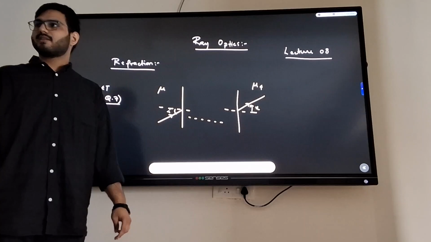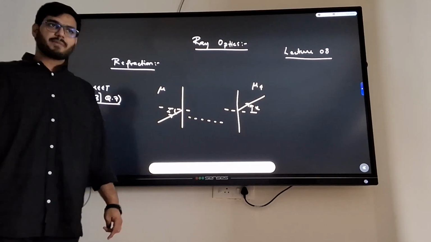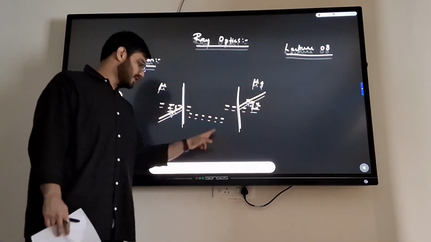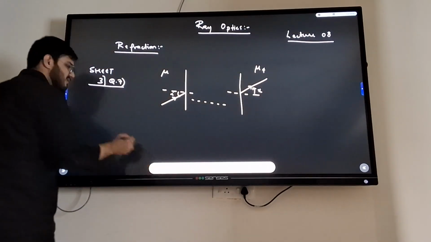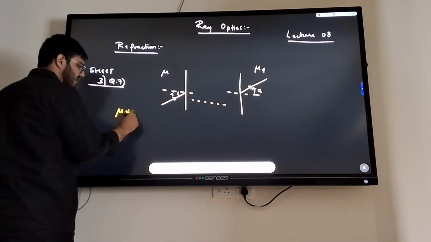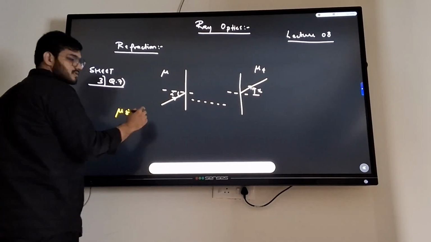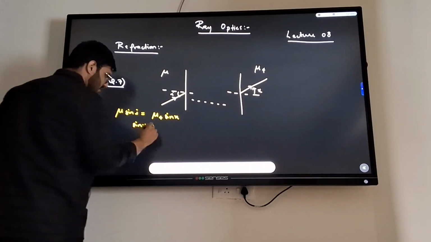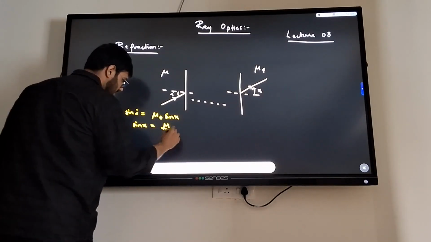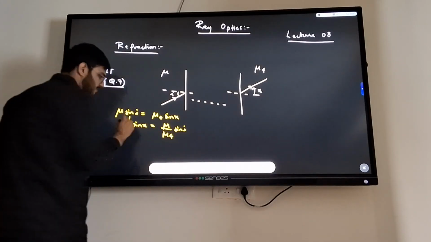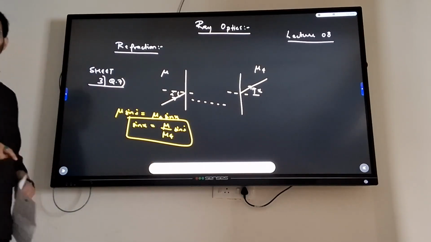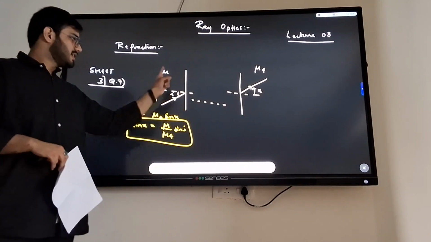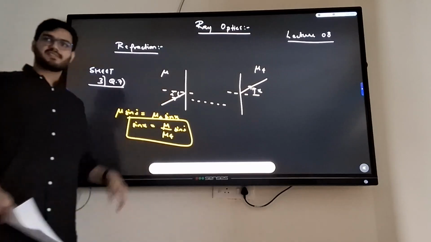Then what can I apply here? I can apply Snell's law between these two mediums. Then what will Snell's law read? It's something like mu sin I is equal to mu4 sin x. Then what will be sin x? mu by mu4 times sin I. So simple. You don't have to care about how many mediums are in between. Take one boundary, take another boundary, apply Snell's law.